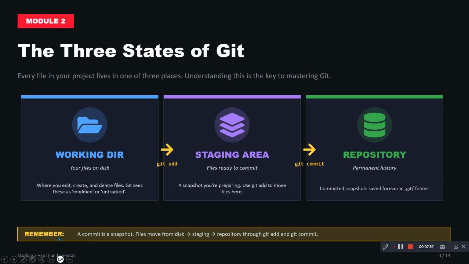So basically we need to remember this important point. A commit is a snapshot. Files move from your local disk to the staging area, then from the staging area they are moved to the repository. The staging can be done by using git add. Then the movement to the repository, or saving the changes in the local repository, can be done by using the git commit command. Okay, so hope you got it, guys.